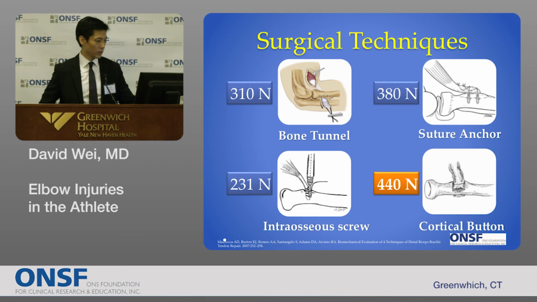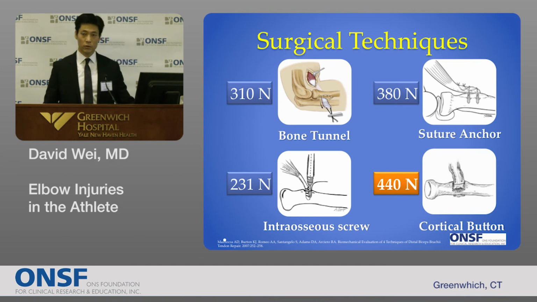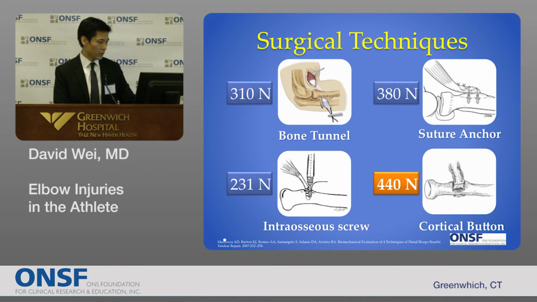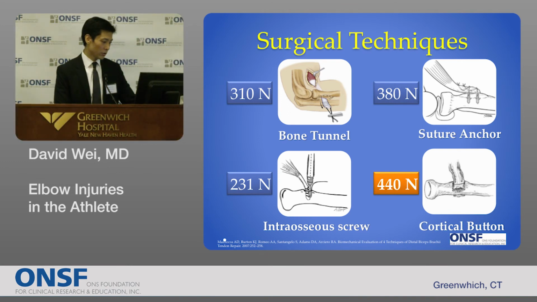The reason we do that is because there have been studies looking at how strong each of these repairs are. The bone tunnel, the suture anchor, and the intraosseous screws are all around 200 or 300 newtons of ultimate strength. The cortical button is far superior in terms of strength, at about 440 newtons. But if you've had a repair of any of these types, it's way above what you need to use your arm. So all of these have been used in the past.